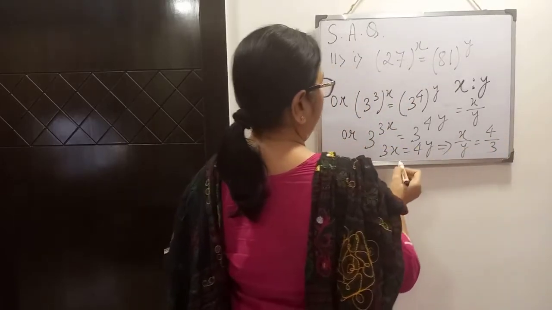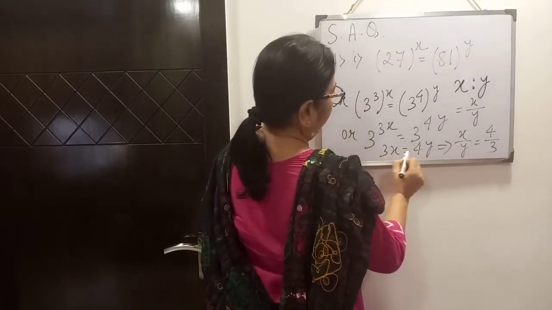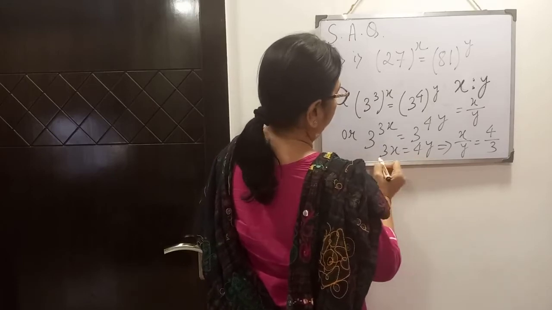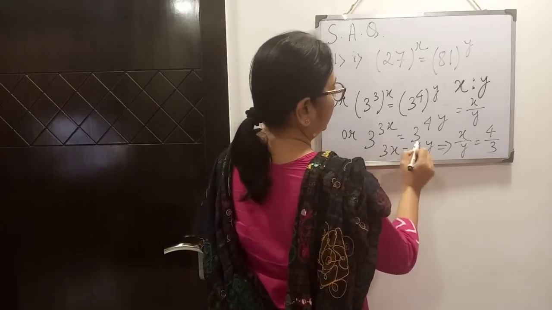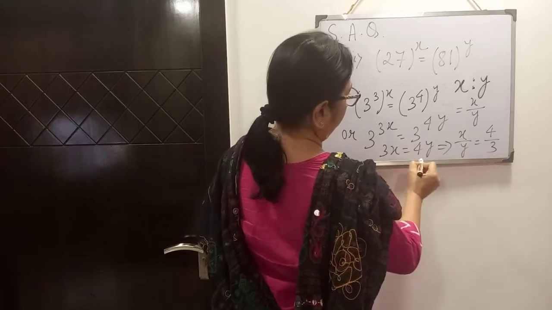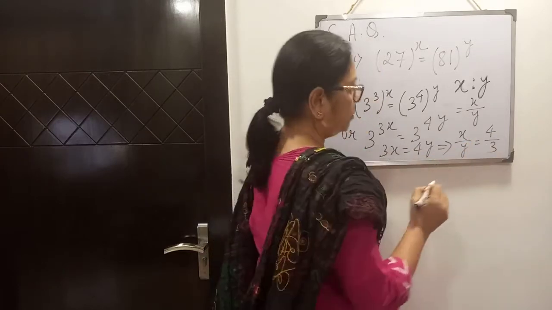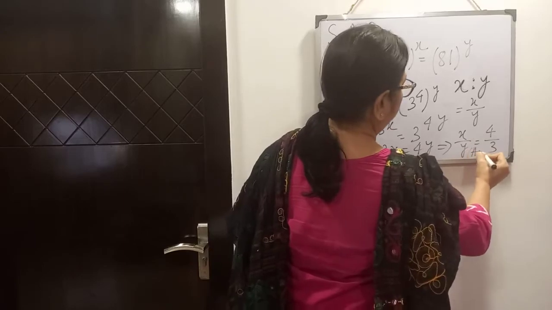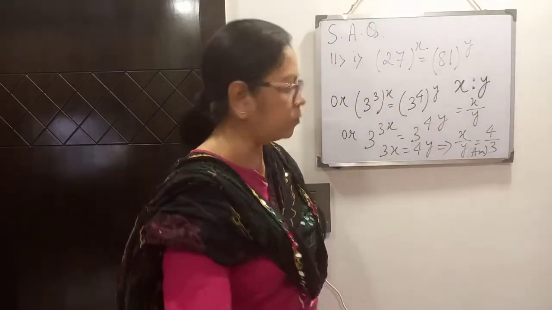Now most of you make mistakes. Here you write x by y equals 3 by 4. Okay, but don't do that. That is wrong. x by y is coming here and 3 is going there. So 4 by 3, this is the answer. Clear? Next one.